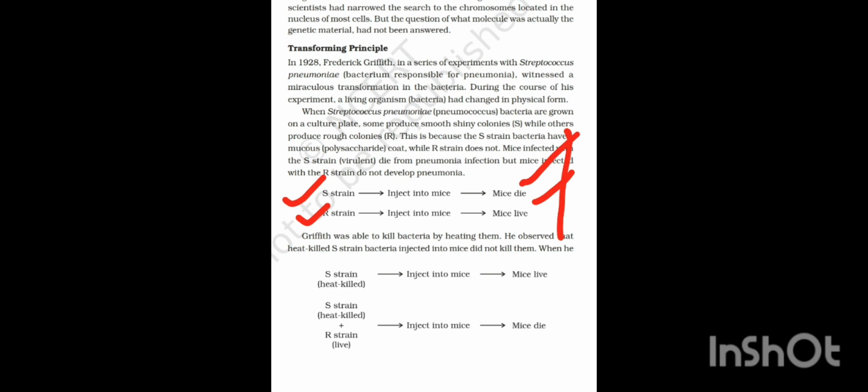Griffith was able to kill the bacteria by heating them. He observed that heat-killed S strain bacteria injected into mice did not kill them, but when he injected a mixture of heat-killed S strain with live R strain, the mice died. Moreover, he recovered living S bacteria from the dead mice. How is it possible? He concluded that the R strain bacteria had somehow been transformed by the heat-killed S strain bacteria. Some transforming principle transferred from the heat-killed S strain had enabled the R strain to synthesize a smooth polysaccharide coat and become virulent. This must be due to transfer of genetic material. However, the biochemical nature of the genetic material was not defined from his experiments.